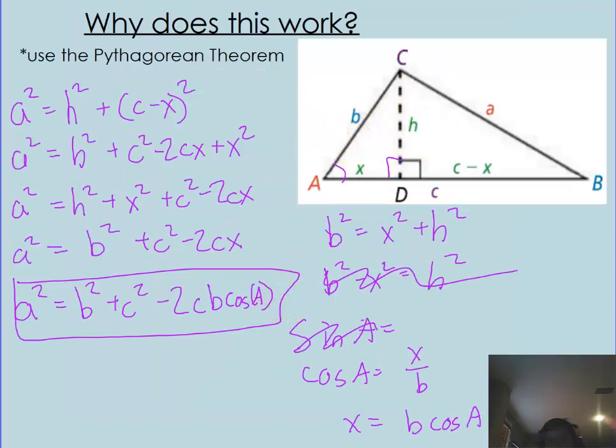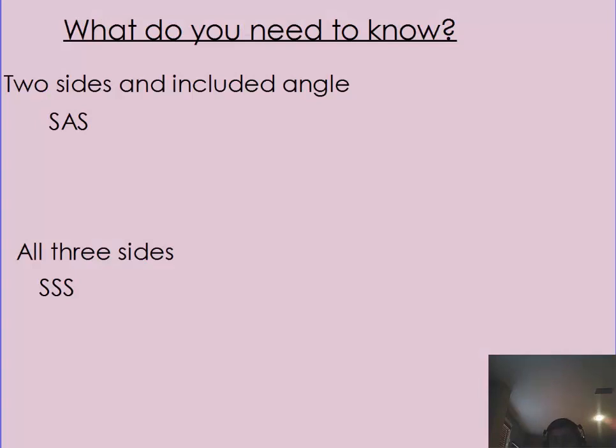It's using the Pythagorean theorem. Well, when can we actually use this? What do we need to know about the triangle? Well, when you have 2 sides and the included angle, so in the format of side, angle, side. Or you can use it when you have all 3 sides. So those are the 2 cases.